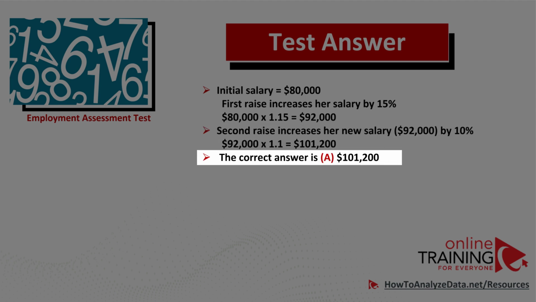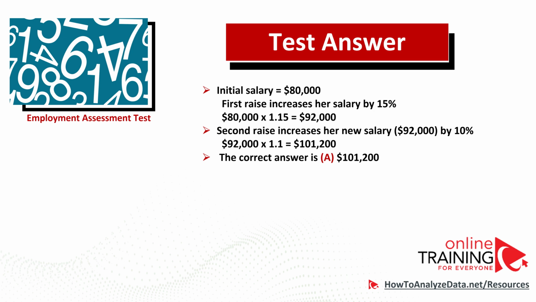$101,200. So the correct answer here is choice A, $101,200. Hopefully you've nailed this question and now know how to solve these types of challenges on the test.